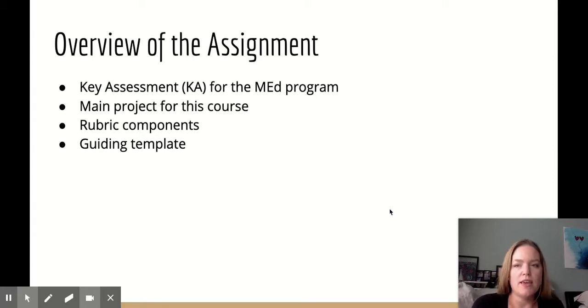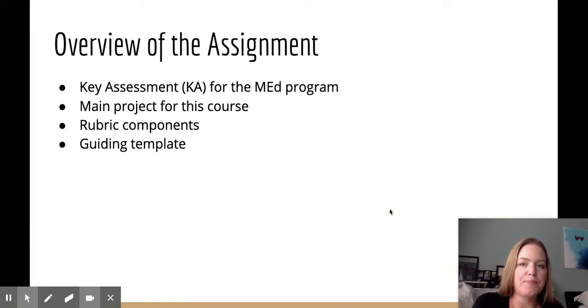So the KA, or key assessment, assignment for this course means that it's a key assessment for the Masters of Education Special Education program. That means that I cannot change the rubric, and I really can't change the assignment itself very much. It's been validated, it's considered essential to our program, and is part of our accreditation. So that's why it is the way it is, and that I can't change the rubric piece, but also it's to let you know that this is really important in the scope and sequence of the program itself.